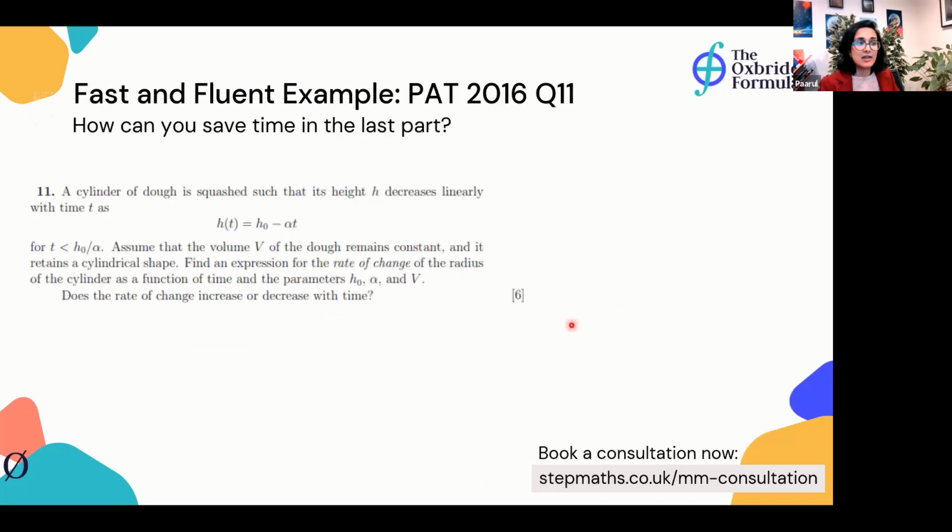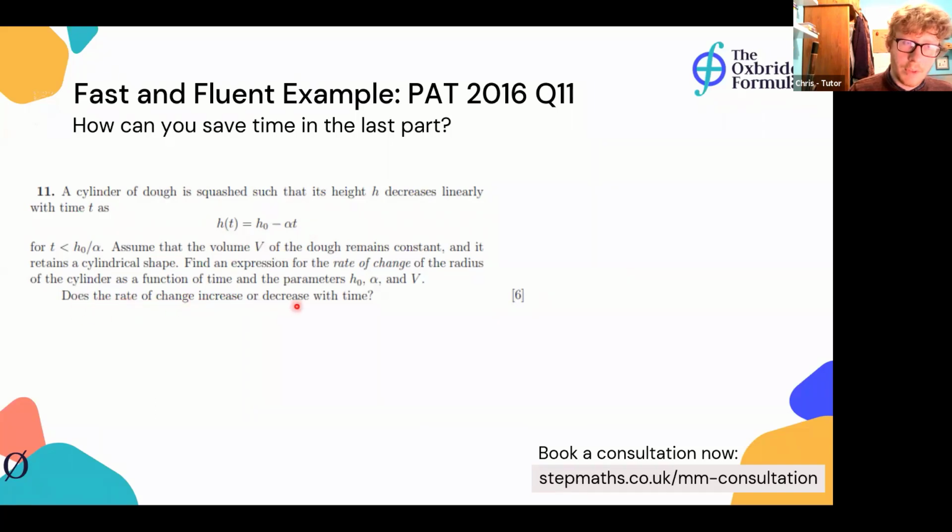Let's look at this then quickly. So Chris, if you could quickly, so that we don't have to read it, just explain what's happening. The bit we're interested in is actually just the last line. Does the rate of change increase or decrease with time? Well, we do have to know what rate of change it's talking about. It's saying we've got a cylinder, the height is changing in a linear way, so it's like the original height minus some multiple of the time. And we want to find the rate of change of the radius.